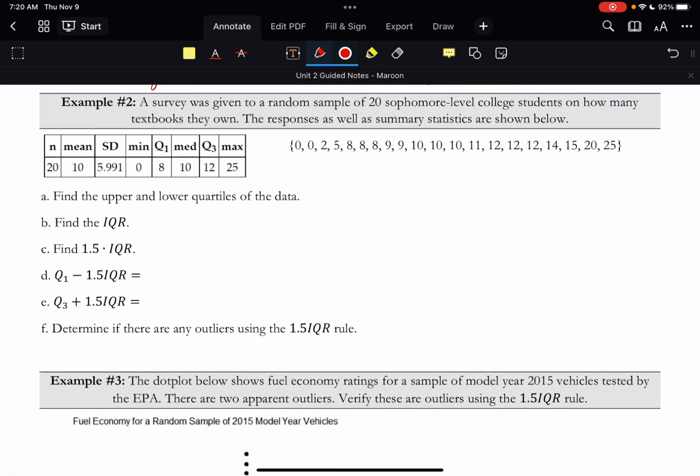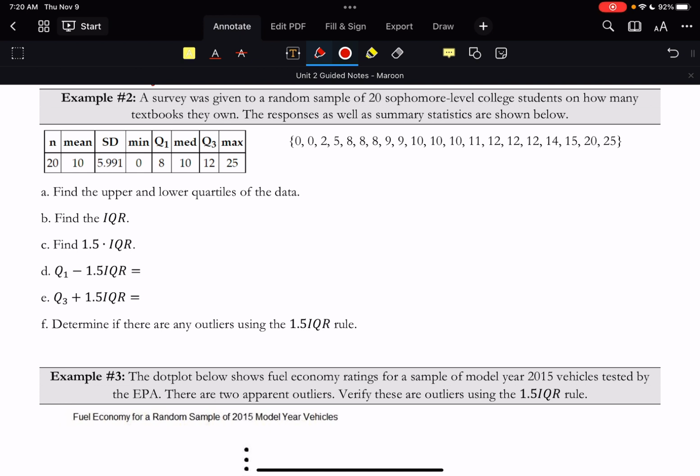Okay, so a survey was given to a random sample of 20 sophomore level college students on how many textbooks they own. The responses and summary statistics are shown below.